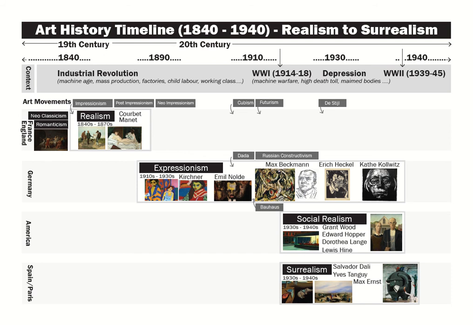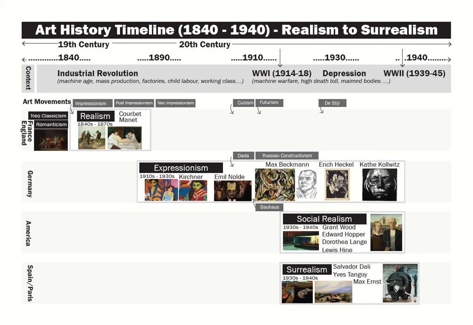This presentation looks at realism to surrealism, and this timeline shows us where in art history these art movements occur. It also shows us two other art movements that are important. These are Expressionism and Social Realism.